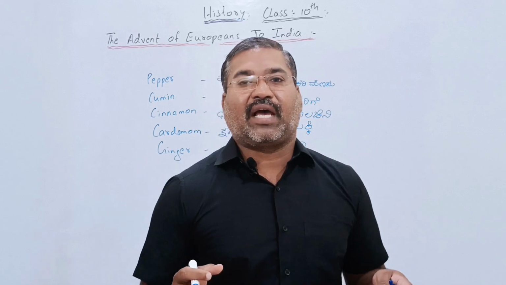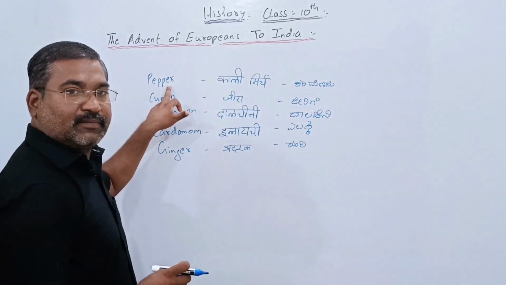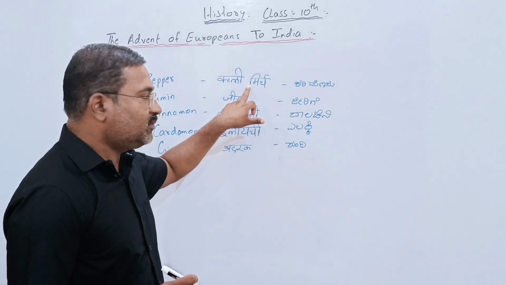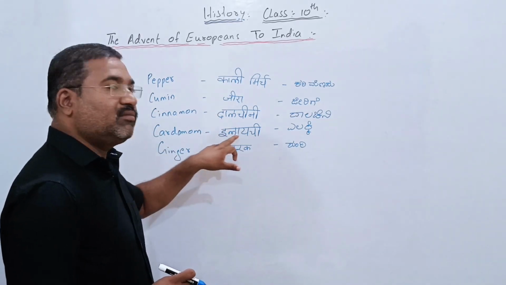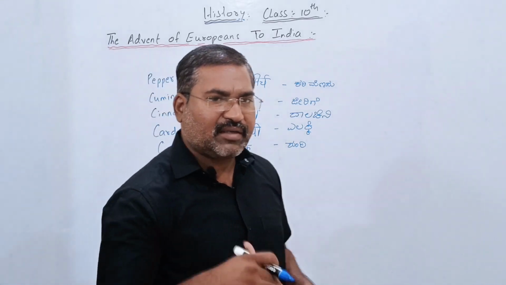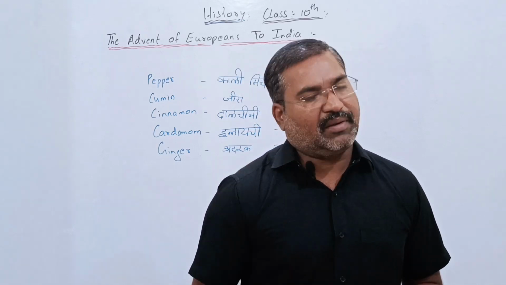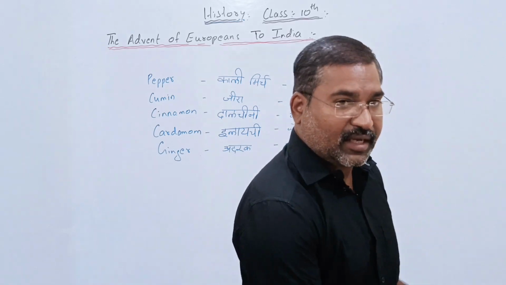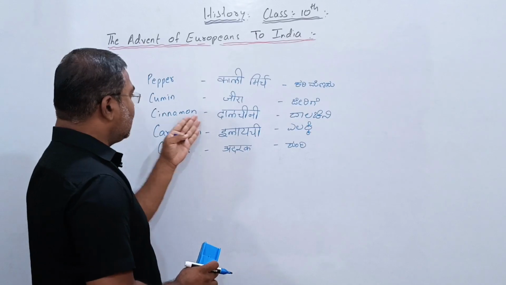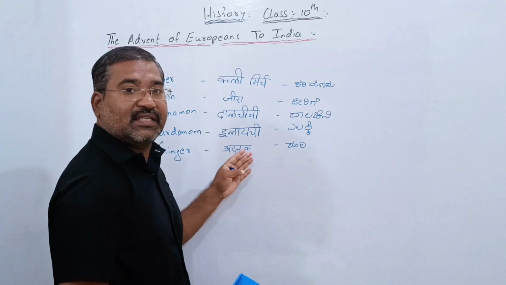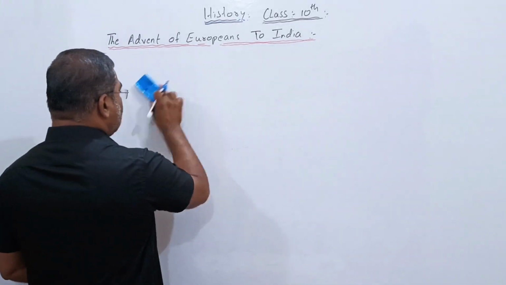As I said, Indian products had a lot of demand in the European market, and among them are pepper, in Hindi called kali mirch, cumin, called jeera, cinnamon, dalchini, cardamom, elaichi, ginger, adrak. Apart from that, many other spices were also there, which had a lot of demand in the European market. These are nothing but Indian spices which had a lot of demand in the European market. So trade was there.